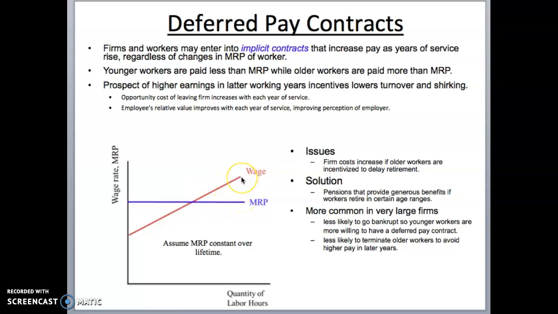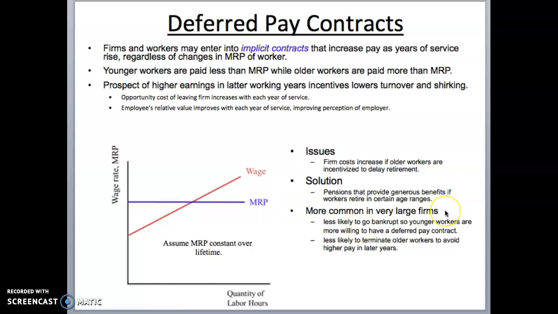That means a lot of older workers, they don't want to leave. They don't want to retire. The solution to this is to usually package a deferred pay contract with some sort of pension plan that will incentivize these older workers to eventually retire. Just say, well, yeah, I'm getting a high wage and it's more than I'm generating for the firm. I'm pretty comfortable when I go to work, but I could do almost as well if I left the company altogether and just took a pension or a retirement.